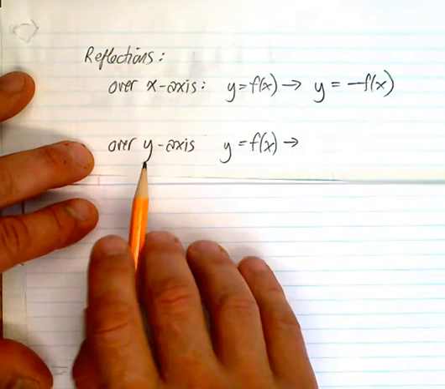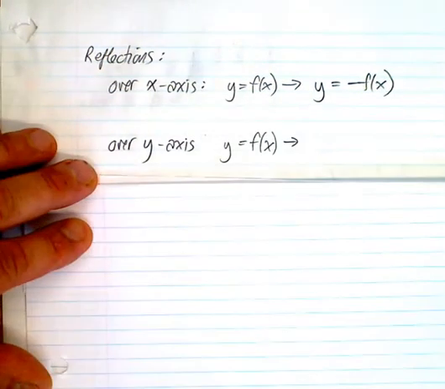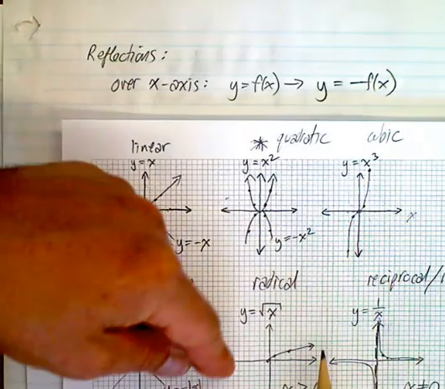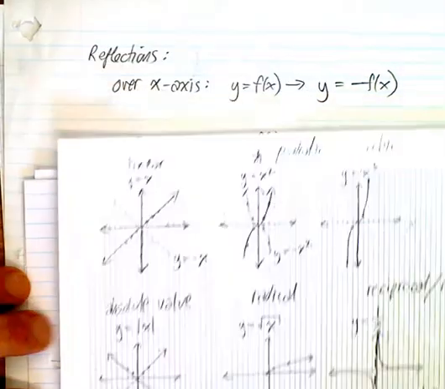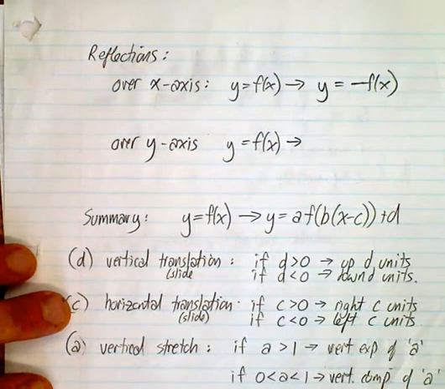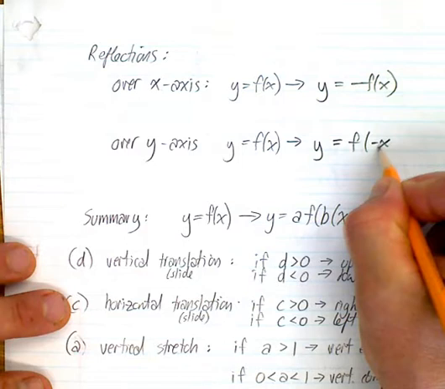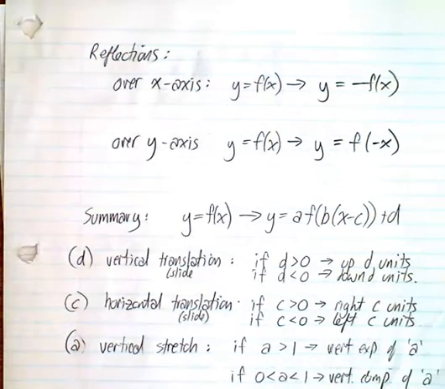If you want to flip it over the y-axis, it means that you're flipping it this way, right? You're flipping it over the y-axis, which means that all your x values become negative. So it looks like this. You make all your x values negative.